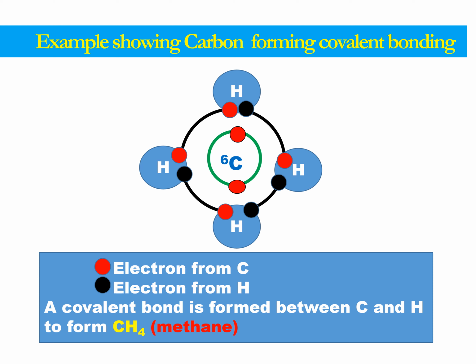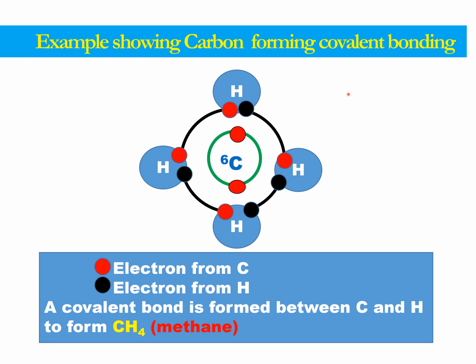Let's look at an example showing carbon forming covalent bonding. Carbon can form covalent bonds with four hydrogen atoms to form methane, CH4. So, this is the outermost shell for carbon with four electrons. The red ones, 1, 2, 3, 4. And each hydrogen has one electron because it has atomic number 1. So the black ones are for hydrogen.